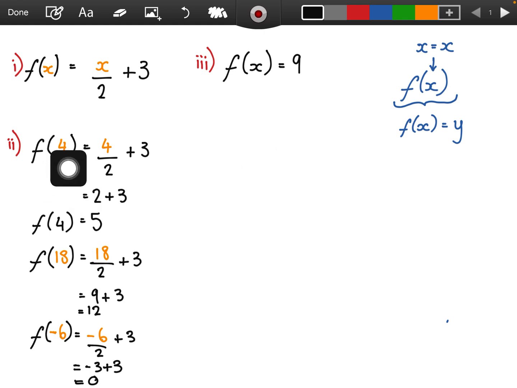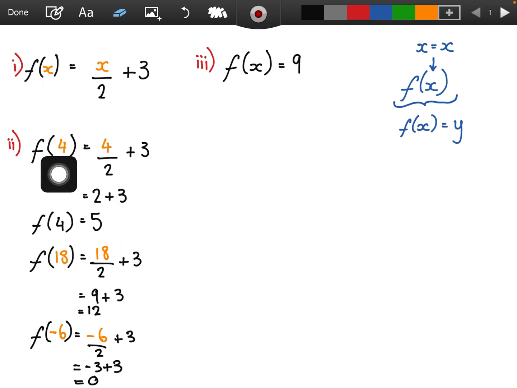Whereas over here, I knew the x coordinate and I was finding the y coordinate. So I was finding what f was equal to. Whereas now I'm going to be trying to find what x is equal to. So I know what f of x is. Okay, f of x is x over 2 plus 3. So I'm going to replace f of x with what I know f of x is equal to.